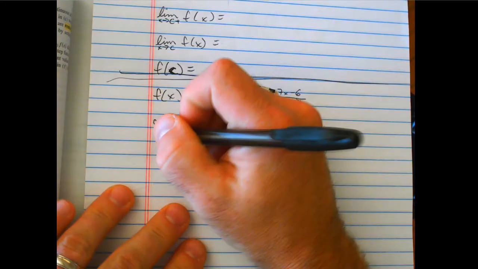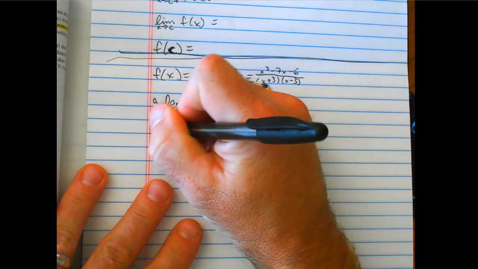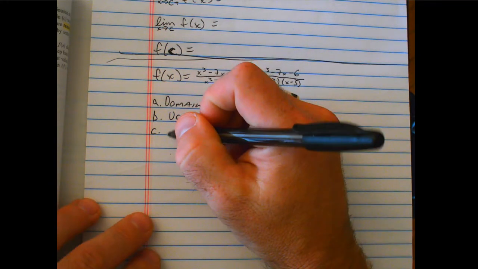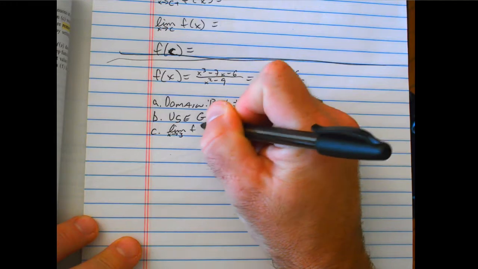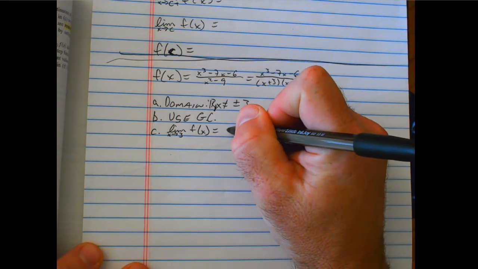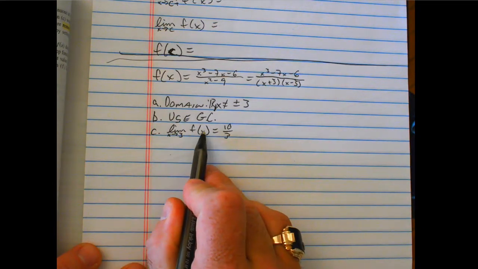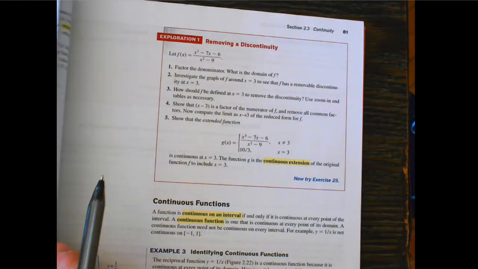Really what I'm looking at for B, use graphing calculator. For C, in order to fill the hole in that function, I'm looking for what's the value really close to 3 for this function. One cheat that you can do is find the limit as x approaches 3 of the function and just force the function to equal that value. So here, I find the limit as x approaches 3 of f of x is equal to 10/3. Cool. That's the value that it should be in order for this function to be continuous.